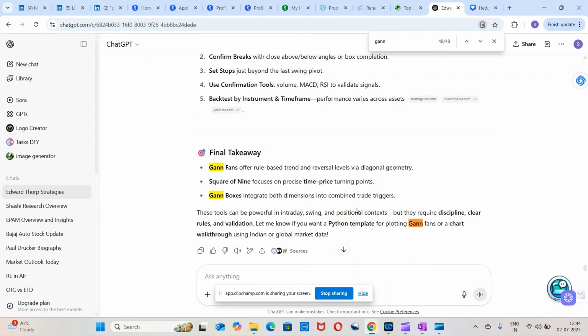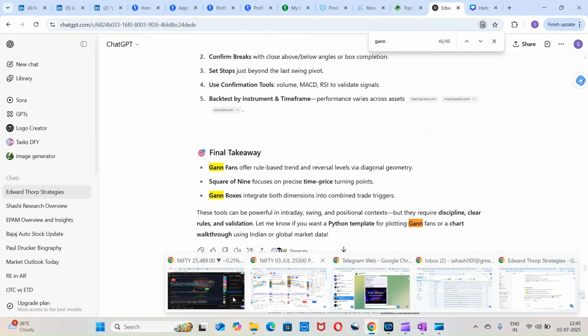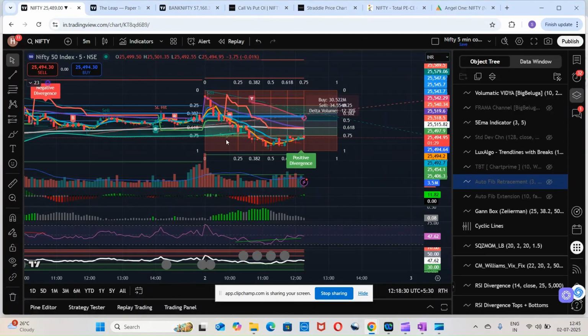Gann fans are used for rule-based trend and reversals by diagonal geometry. Square of 9 focuses on precise time-price turning points. Gann box integrates both dimensions into combined trade triggers. So let's go into TradingView and see the Gann box. So this is a Gann box.